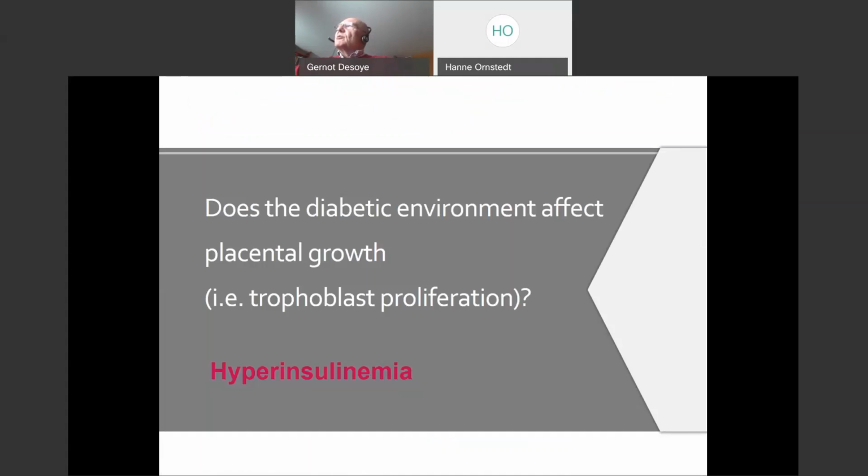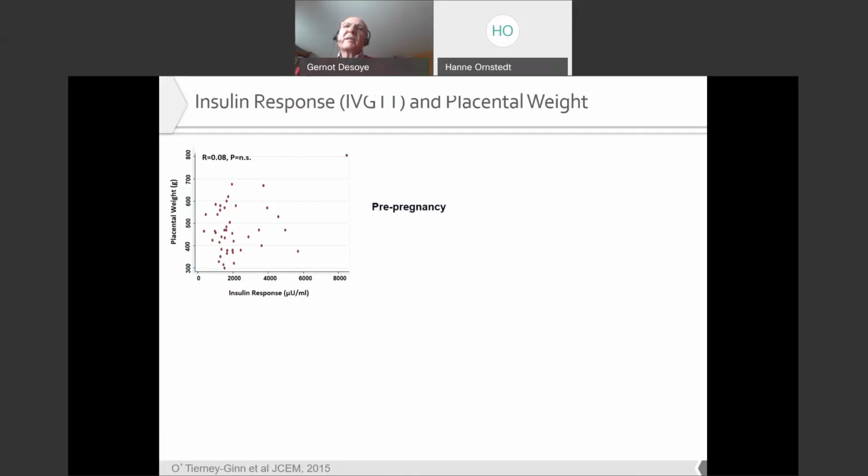But glucose is not the only metabolite that may have an effect on placental growth. The second one that we have been interested in was insulin, asking the question whether hyperinsulinemia may have an effect. And this was somehow sparked by observations that Pet Catalana's group published some 5 years ago. They looked into the potential association of insulin concentration with placental weight at the end of pregnancy, and analyzed the results for 3 different periods.